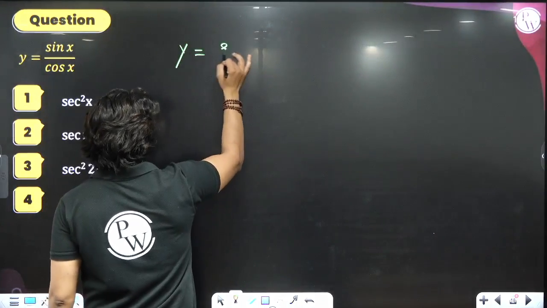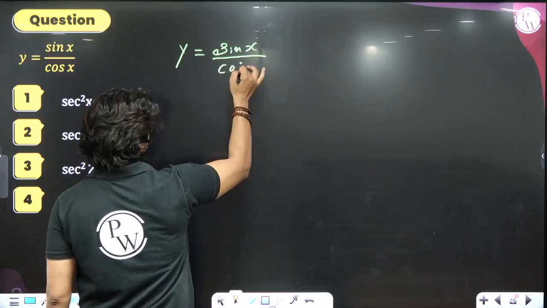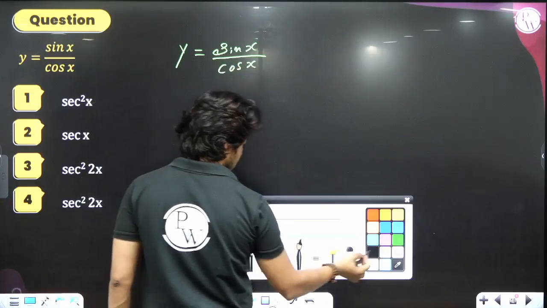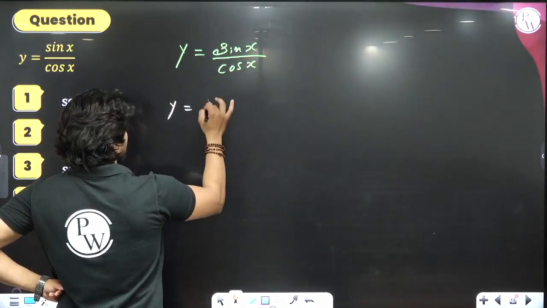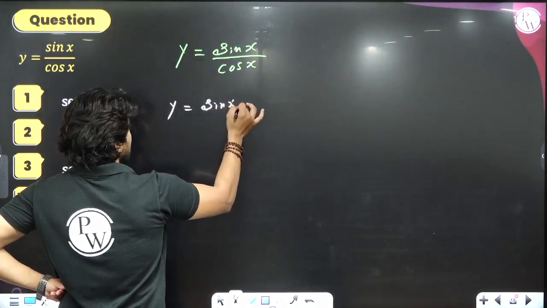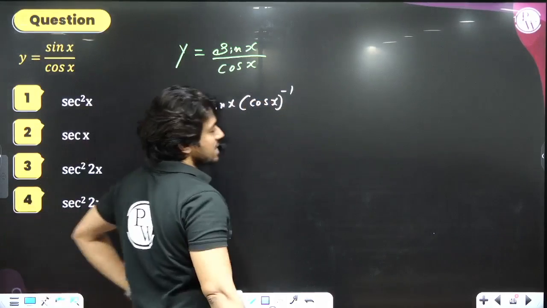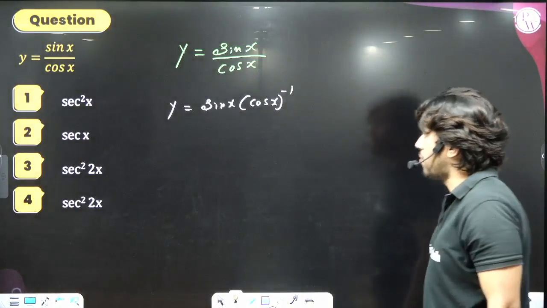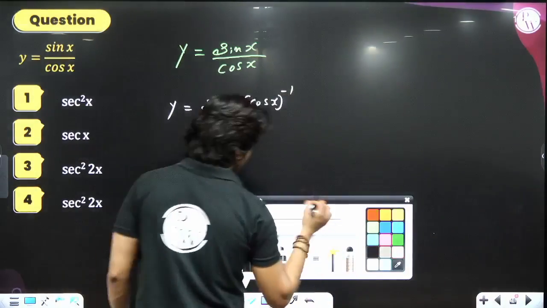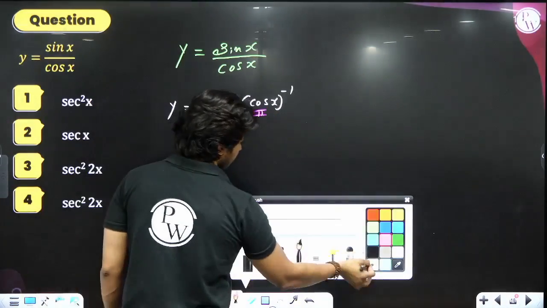y equals sin x divided by cos x. Tell me, how do we arrange this function? Sin x into cos x to the power minus 1. Now you have two functions. This is function number 1 and this is function number 2. Okay.